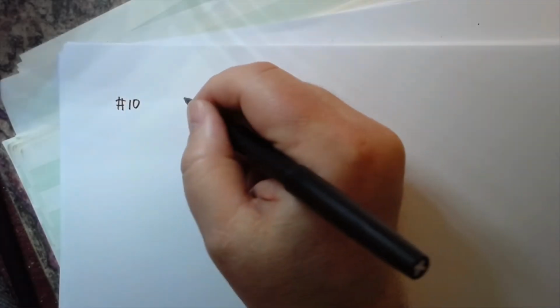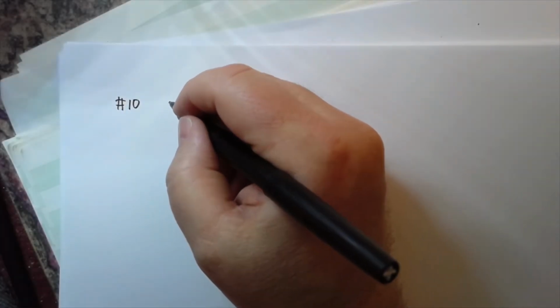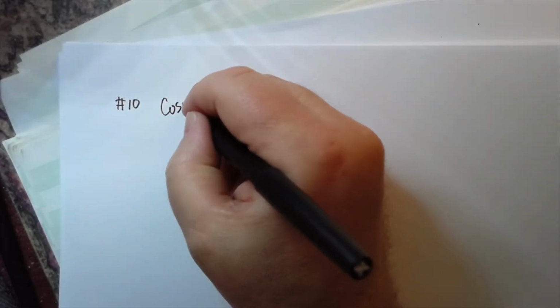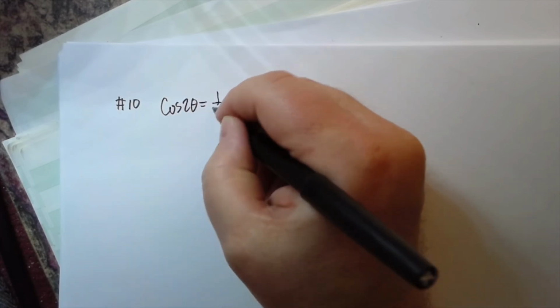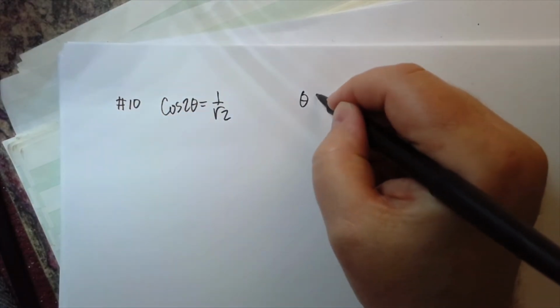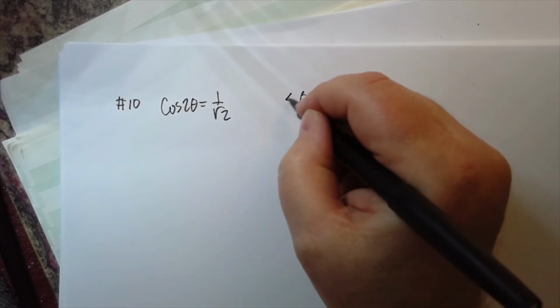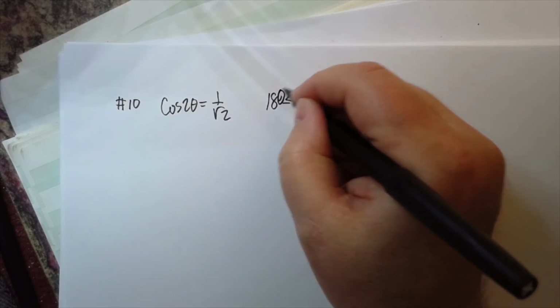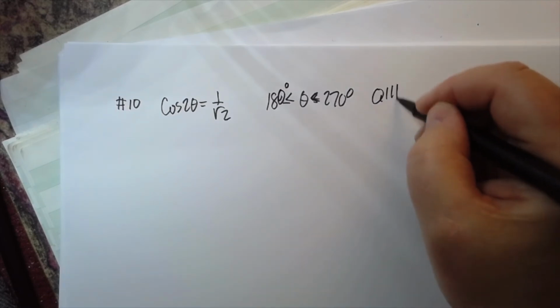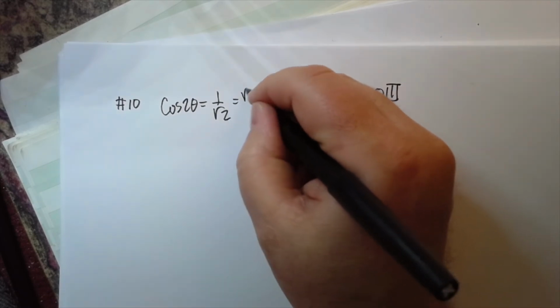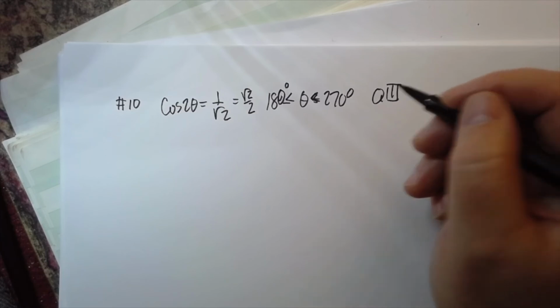Number 10. We want to find all 6 trig functions if we know that the cosine of 2 theta is 1 over the square root of 2, and theta is between 270 and 180 degrees. So in other words, quadrant 3. This we could rationalize as square root of 2 over 2.